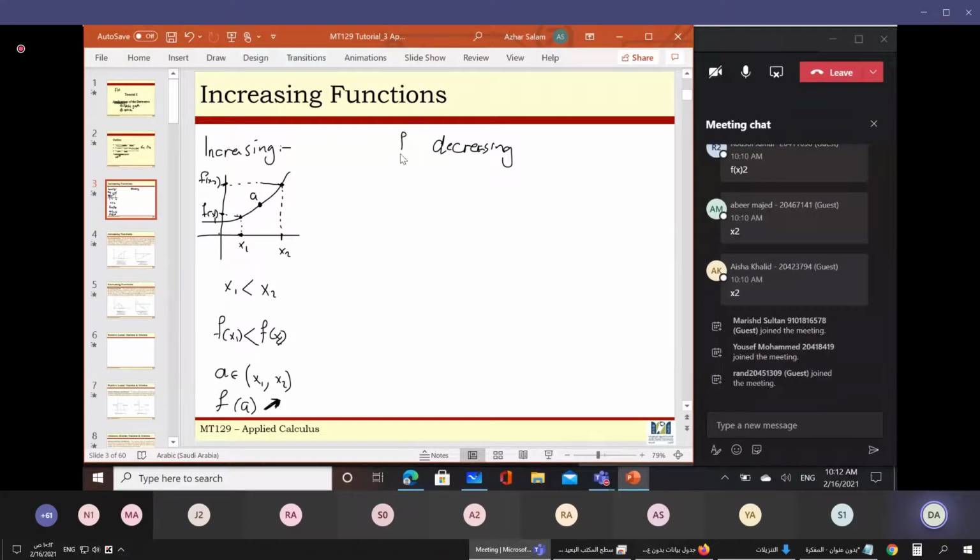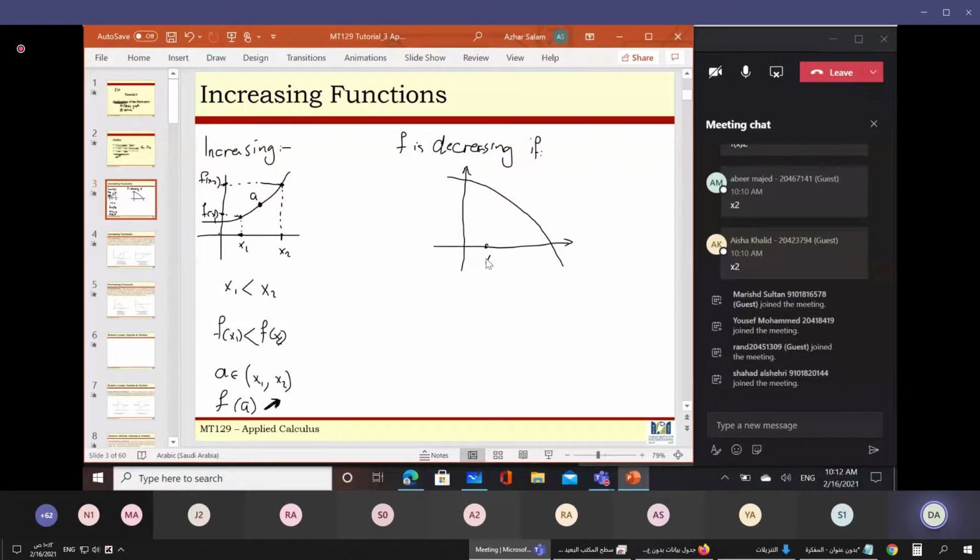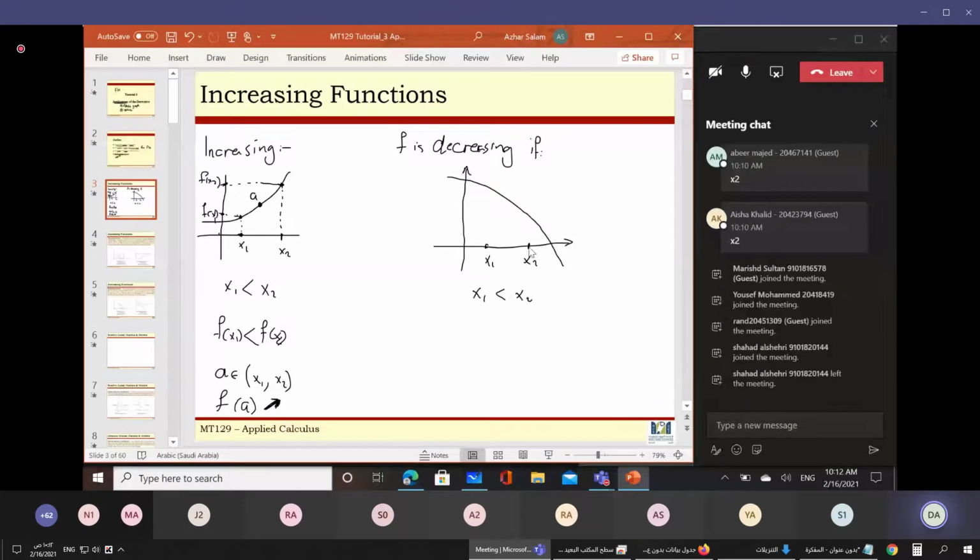Okay, now for the decreasing function, by the same way. Suppose I have a function like that, this is the y-axis and this is the x-axis. For example, I have here x1 and here I have x2. Of course, x1 is less than x2, from the arrangement on the line. Always the number on the left is smaller than the number on the right on the x-axis. On the y-axis, the one here is less than the top one.